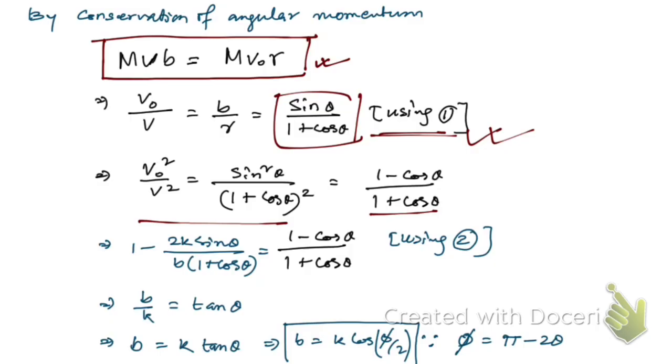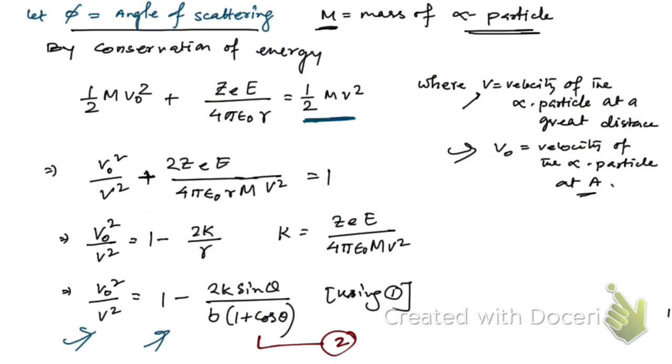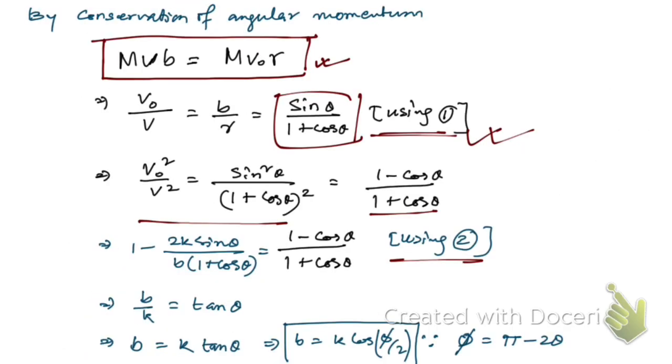Then if you simplify this, let me check. Using equation number 2, what is equation number 2? This equation; if we use this equation instead of this, then this value is replaced by this term. Then if you simplify further, you're going to get this relation. So this is all about Rutherford scattering. Now this tan theta can be replaced by cos phi by 2.